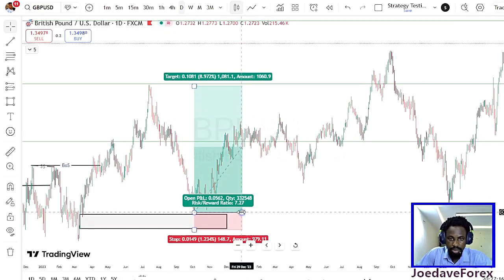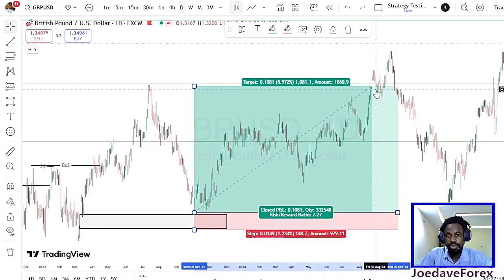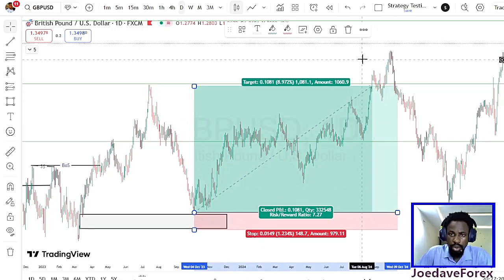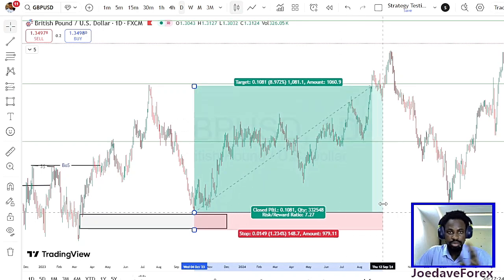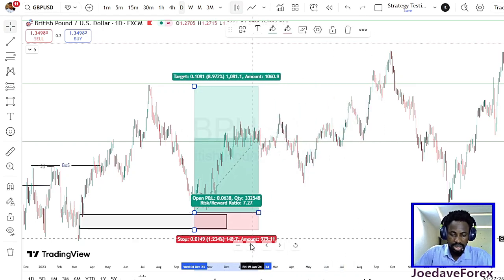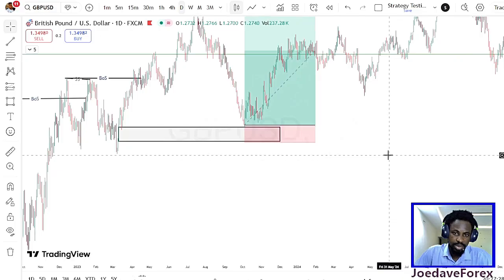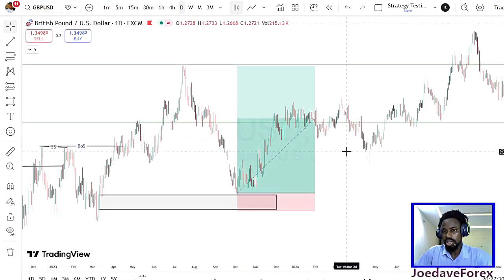Now you see price tapped into it and gave me full TP there. All right, after we had a full TP here, this was a risk to reward of 1 to 7 on the daily time frame. All right, and you could see this was almost about 147 pips. So this is a lot of pips because it's on the daily time frame.